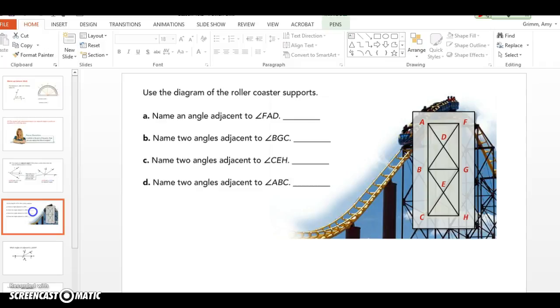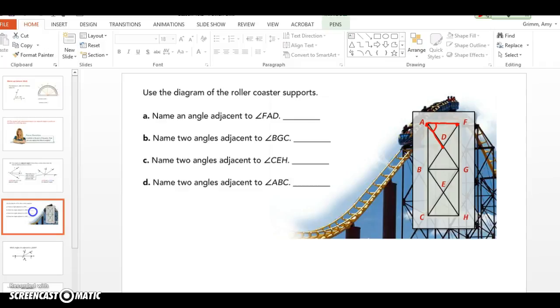All right, this one says name an angle adjacent to FAD. So let's find FAD. So here, right here is FA. Here would be D. All right, so there's the angle. How did I know that A was the vertex? It's in the middle. Whatever letter's in the middle is your vertex. That's how you know. Okay, so there's the angle.